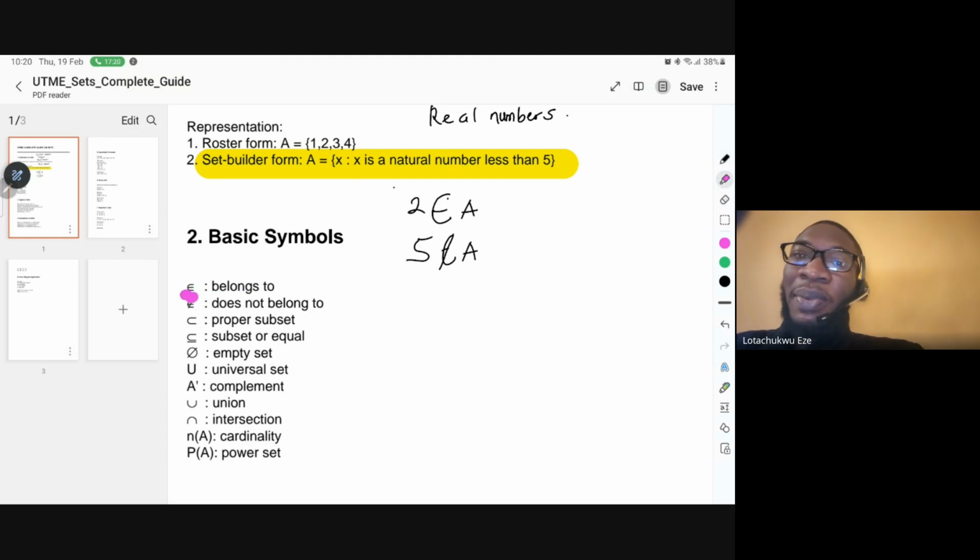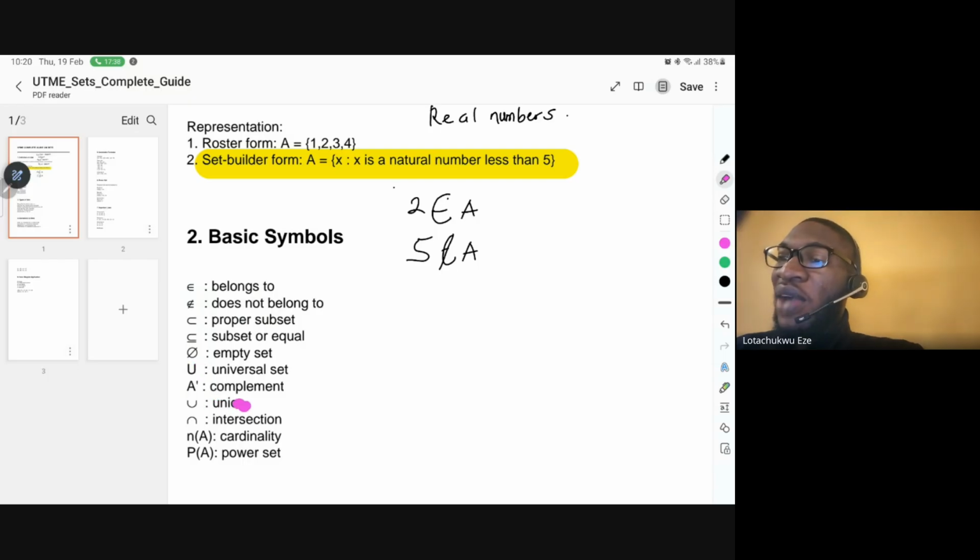That means you are a set of that particular element. This symbol means it doesn't belong, it's not a set. This symbol is for proper set. Then the other symbol is for subsets, empty set, universal set. Complement of a set is A prime, right? If you have that element that has prime on it, it means it's a complement.